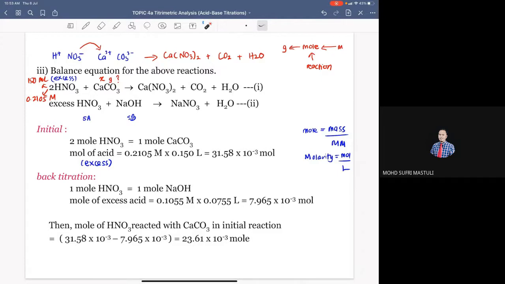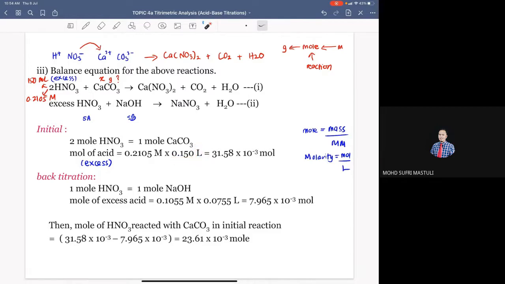Calculate the mole excess of the nitric acid. As I said, you can calculate from here or from molarity, depending on the information. Now we are given the molarity. So in order to calculate the mole, the molarity has to be multiplied by the volume of solution. So mole is molarity 0.1205 times volume 0.15 liter.